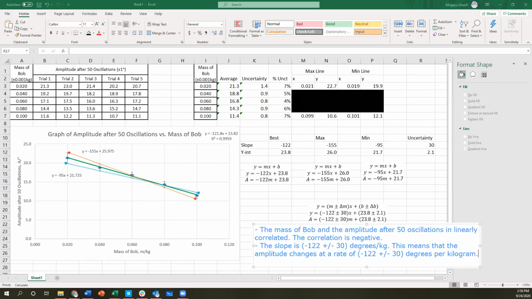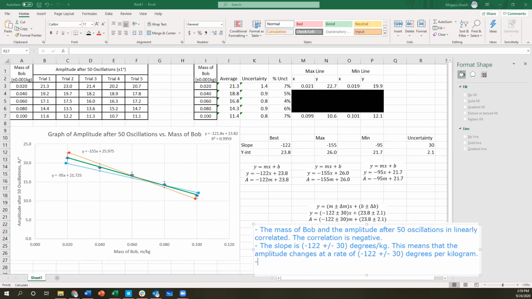Or if you want to be a little bit more specific, for every 1 kilogram that you increase, your amplitude changes by negative 122 plus or minus 30. Okay. You're going to do the same thing with the y-intercept, right?